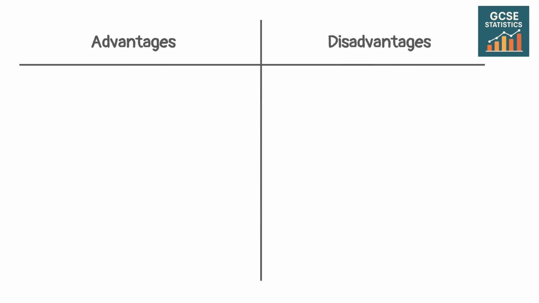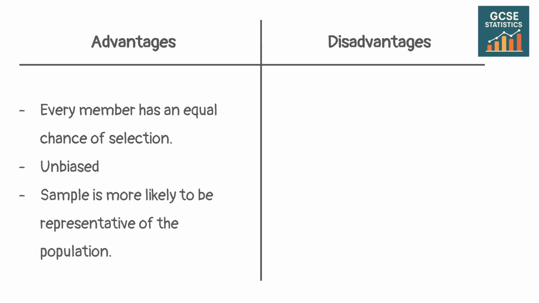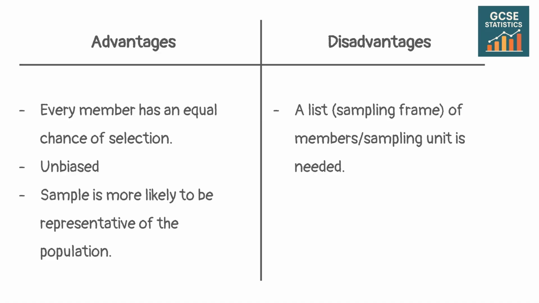Starting with the positives. Every member has an equal chance of selection. This is great as it eliminates bias, our second point. As a result, the sample is also more likely to be representative of the population. However, we are required to have a sampling frame, which isn't always obtainable. As the population and sample both get larger, it does quickly become more time-consuming and expensive.